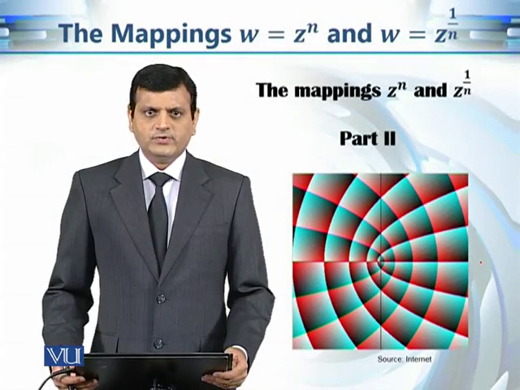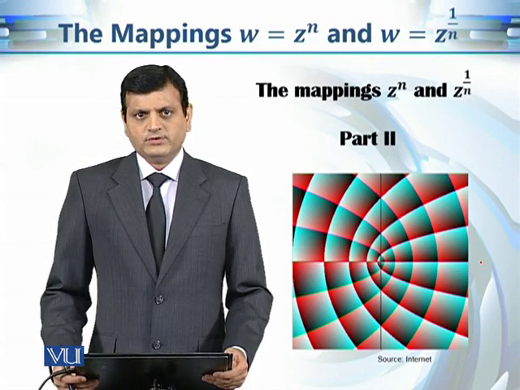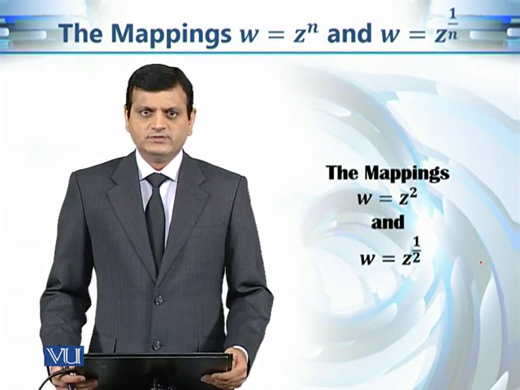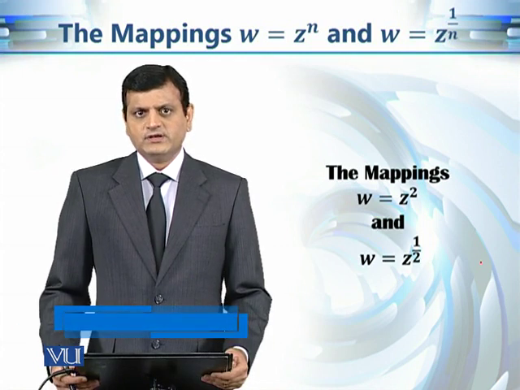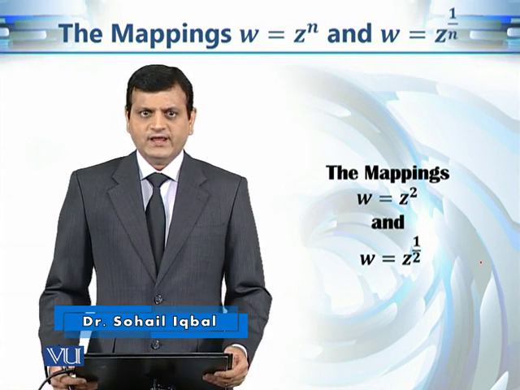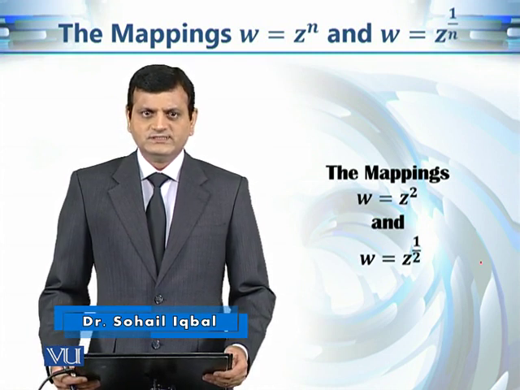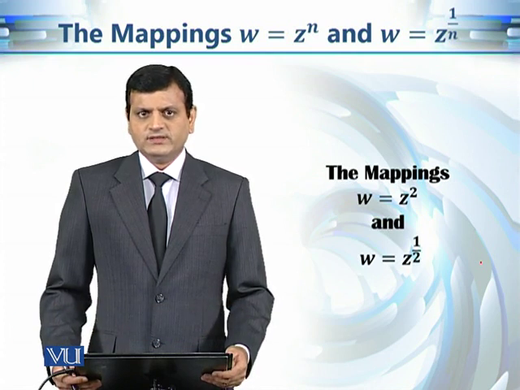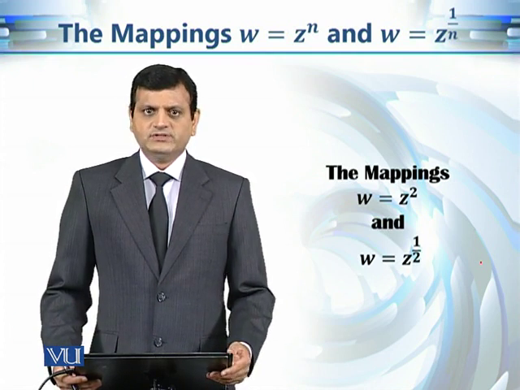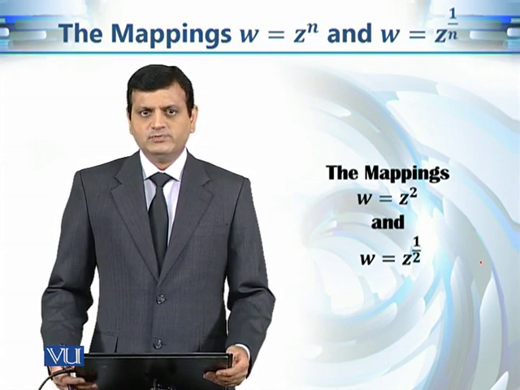This is the second part of our discussion of power functions and root functions. Now remember that we started our discussion by taking n equal to 2. In other words, we studied square root functions and principal root functions. We also studied that when we apply the mapping f(z) = z², the vertical and horizontal lines in the z plane become parabolas in the w plane.